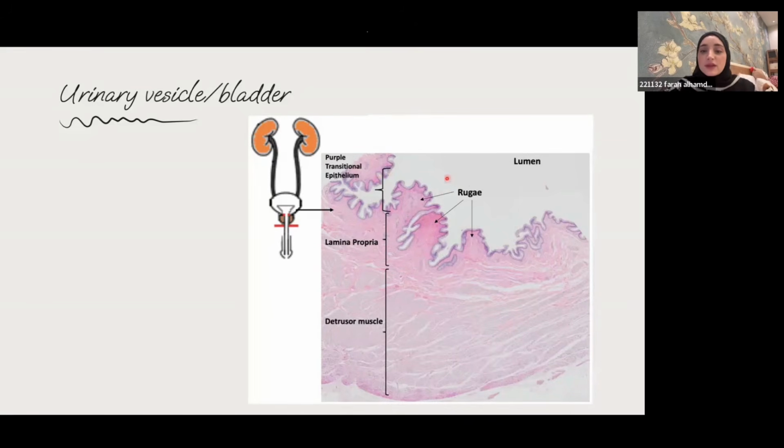In the transitional epithelium here, we have rugae, which are folds, and they're actually visible to the naked eye. When there's a high urine volume, these folds flatten and the surface area increases to hold more urine. These are rugae.